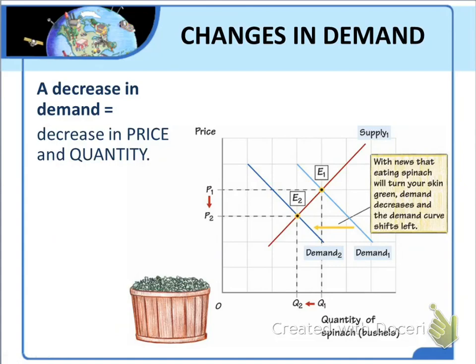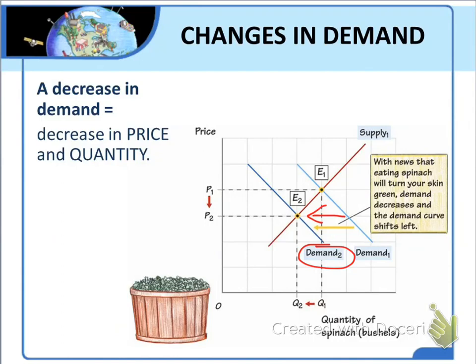This figure illustrates what happens in this case. As before, the initial equilibrium point is at point E1, right here, determined by the intersection of the original demand curve, D1, and the original supply curve, which is S1, right here. The initial equilibrium price then is P1, and the initial equilibrium quantity is Q1. The new revelation about spinach causes the demand curve now to shift to the left, and now we label that demand curve 2.